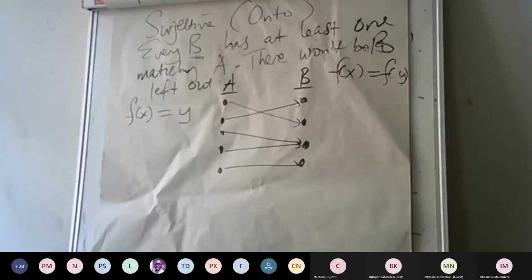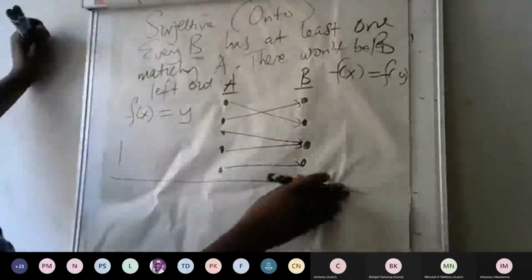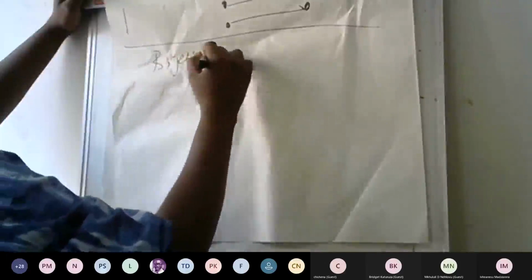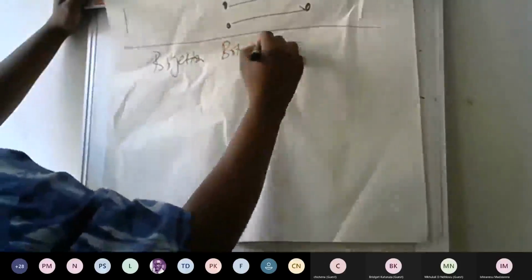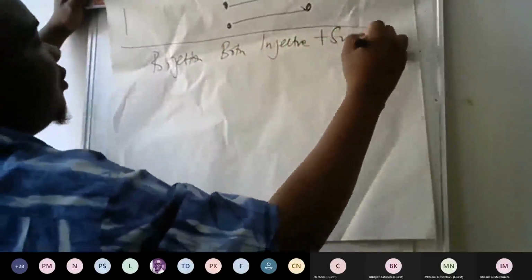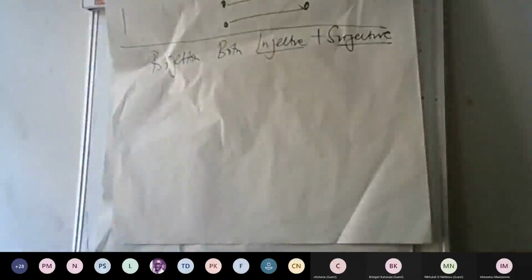So bijection, if I want to quickly jump into bijection here. Bijection, which means both injective and surjective. They are both injective and surjective, right?